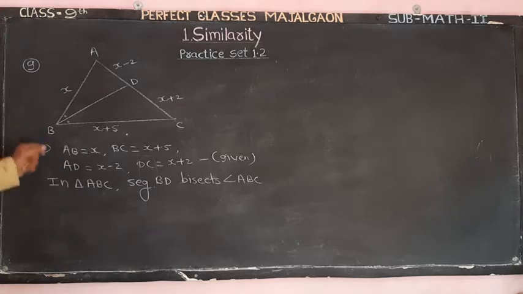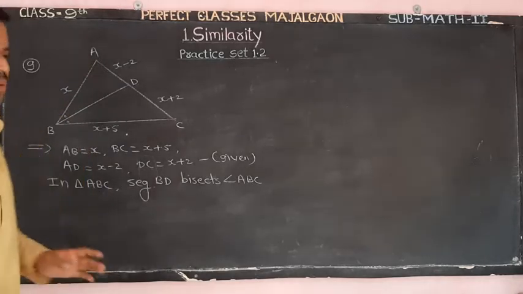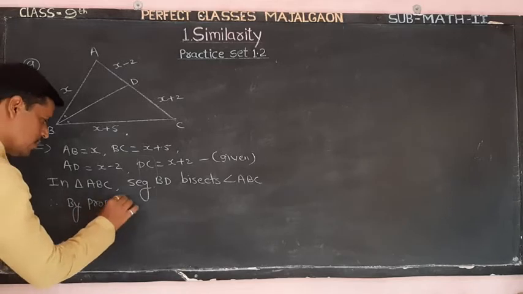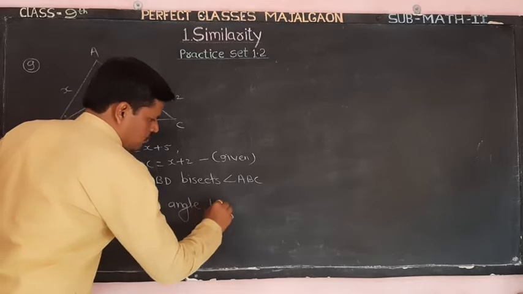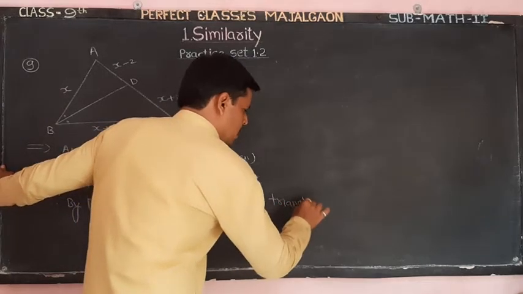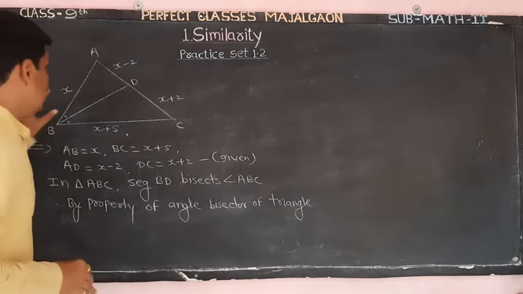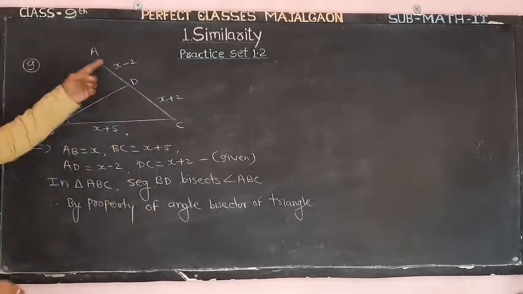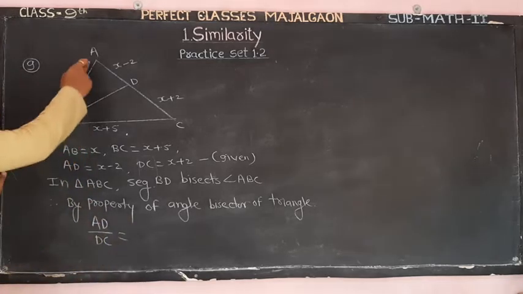Now see. Here BD bisects angle ABC. Therefore we use again which property? By the property of angle bisector of a triangle. Here we use again the same property. What is the property? The angle bisector of an angle divides the side opposite to that angle in the ratio of the remaining sides. Therefore AD upon DC is equal to AB upon BC.